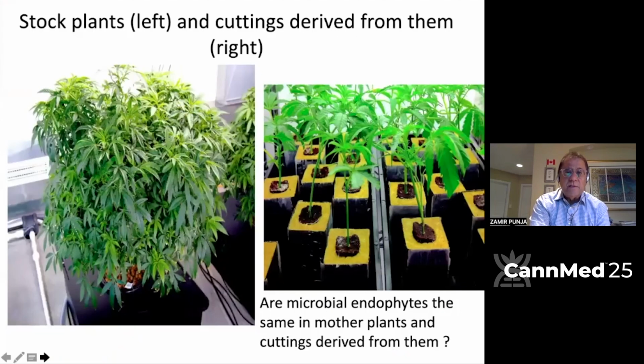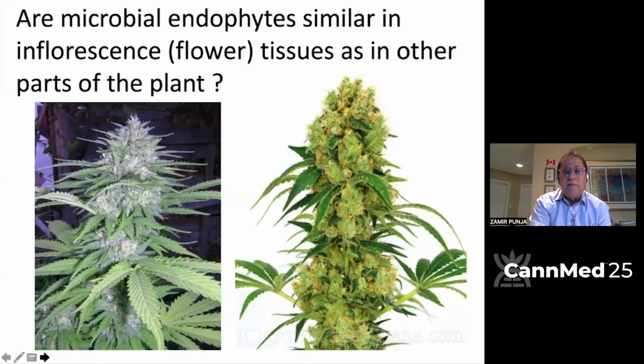Once again, these are the stock plants or mother plants on your left, and then the cuttings that are derived from them. And again, as the question says on the bottom, are these microbial endophytes the same in mother plants as they are in cuttings derived from them? Because these are direct descendants from the mother plant, we were curious to see whether they shared any microbes in common. In addition, we were looking at these inflorescences of flowers. Again, the question was, are the microbial endophytes in these flowers similar to what might be present in other parts of the plant? Is there some kind of connection or continuity that we could draw from this particular study?